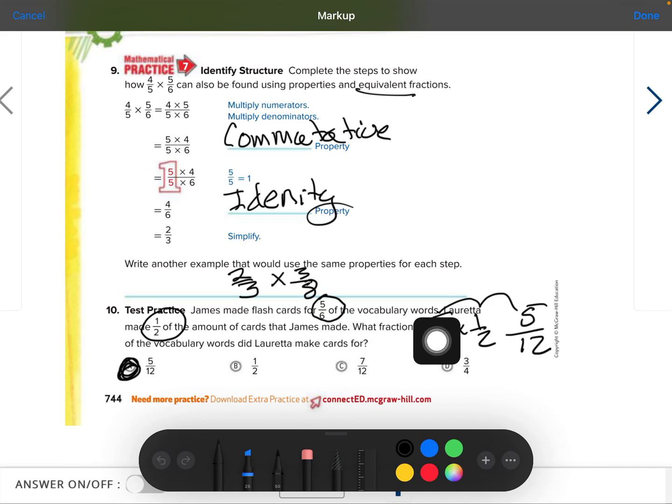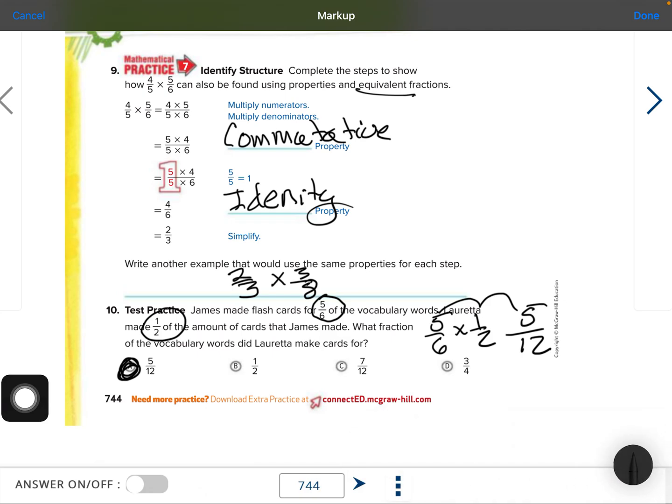Number 10, James made flashcards for 5/6 of, that tells us it's multiplication, the vocabulary words. Loretta made a half of this amount of cards that James made. What fraction of vocabulary cards did Loretta make cards for? 5/6 times a half. We don't have any way to simplify anything, so we multiply it straight across. 5 times 1 is 5. 6 times 2 is 12. And there's our answer.